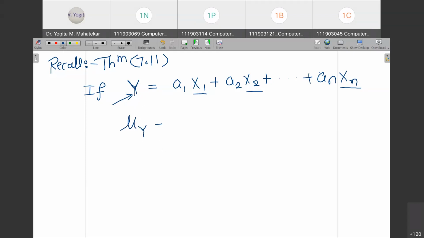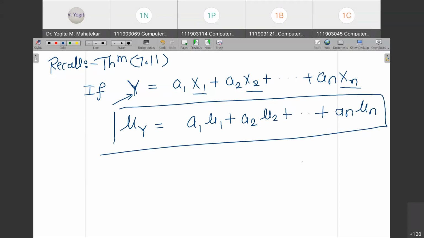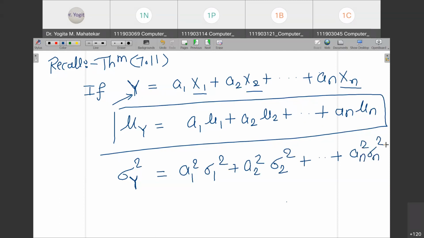In this case, mu suffix y is a linear combination of the averages of x1, x2, up to xn. If mu1 is the average of the first random variable x1, mu2 is the average of the second random variable, and mun is the average of the nth random variable, then the average of Y will again be a linear combination of their averages. Another parameter we can attach to a random variable and its distribution is the variance of Y. It is not just a linear combination of their variances, but a1 square sigma 1 square, where sigma 1 square is the variance of x1, a2 square sigma 2 square, where sigma 2 square is the variance of x2, and an square sigma n square, where sigma n square is the variance of xn. This is the theorem that we can apply.